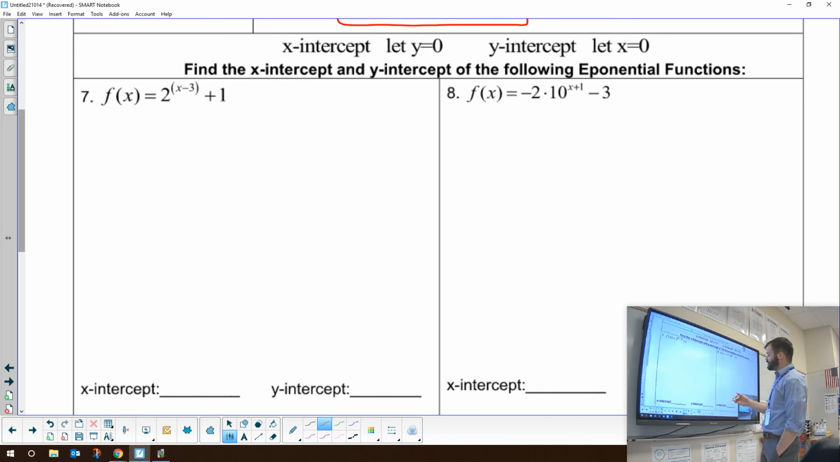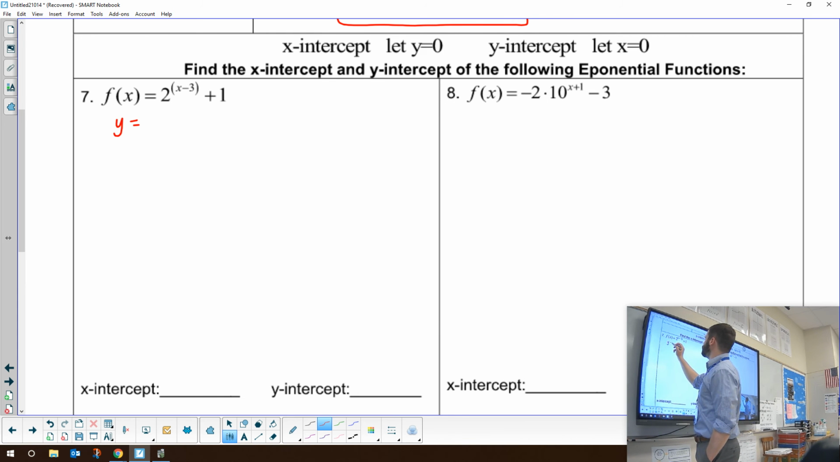We're going to find the x-intercept and the y-intercept. Remember, to find the x-intercept, you make y 0. To find your y-intercept, you make x 0. So we're going to always start with the y-intercept because it's easier. So for my y-intercept, I'm going to plug in 0 for x in this equation. So I'm going to go y equals 2 times 0 minus 3 plus 1.